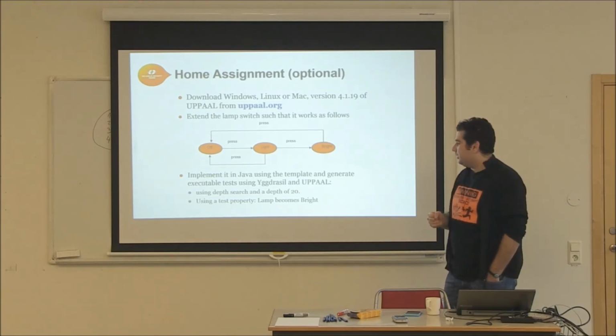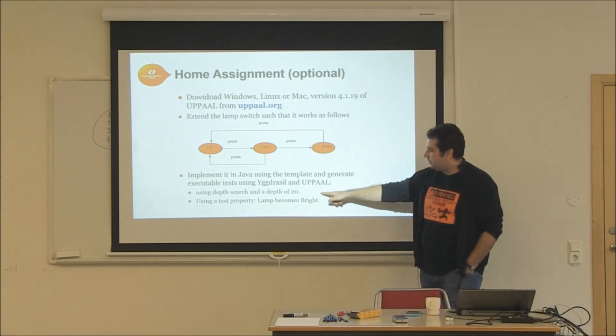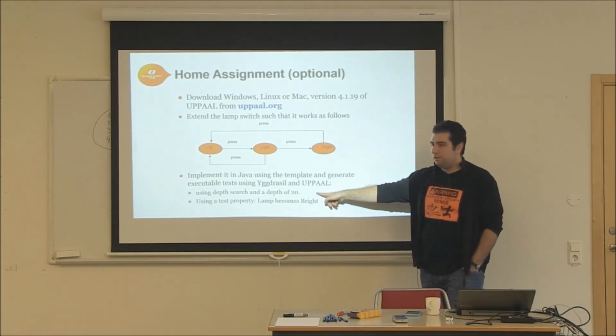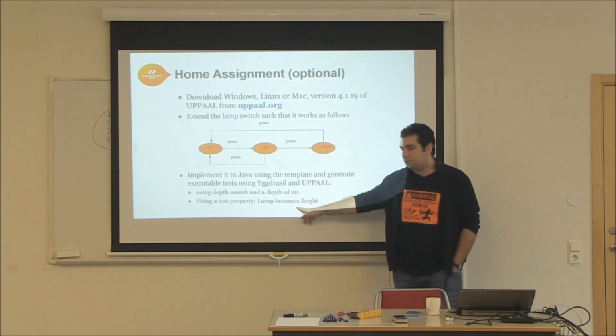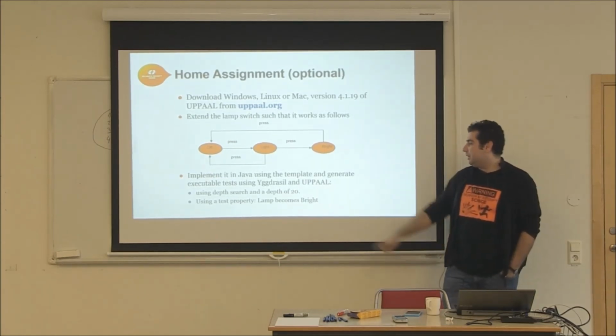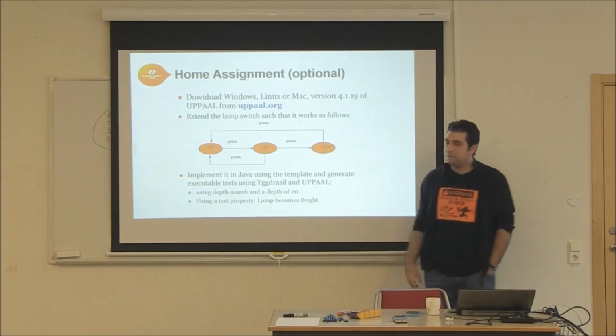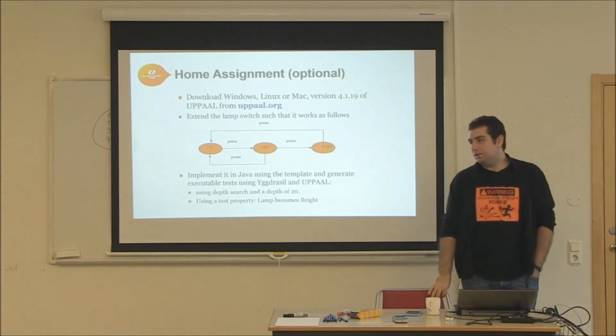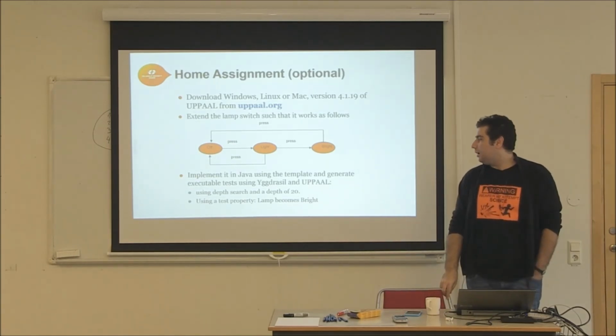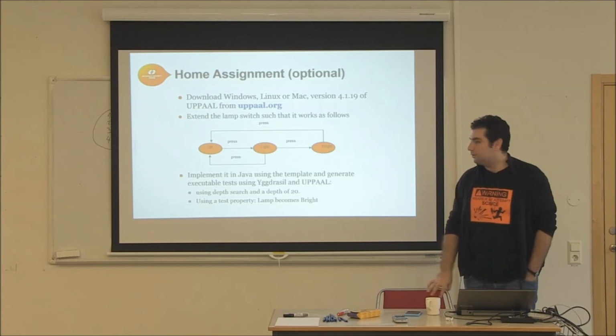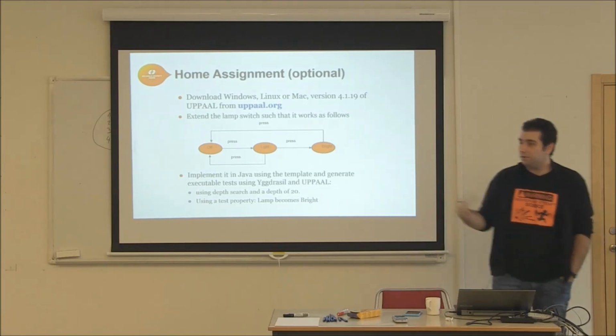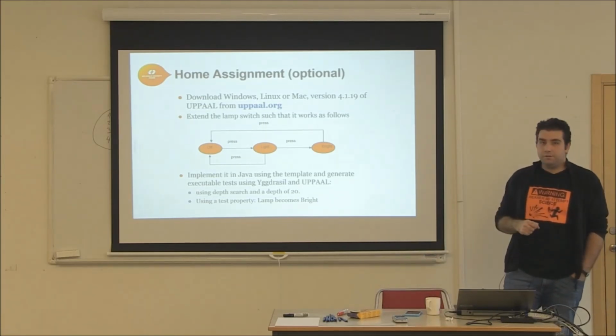And you can use a depth search and a depth of 20 to generate tests, but also to use a test property. So generate the test when the lamp becomes bright, to see what happens. And I would really like to see if you can use also mutation, because mutation can be really useful when using model-based testing.